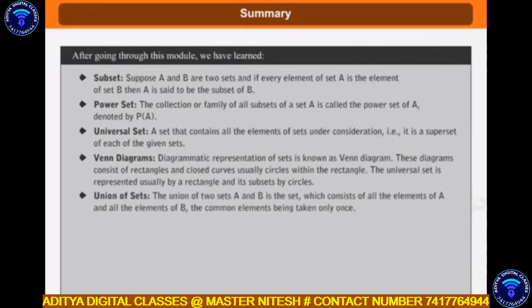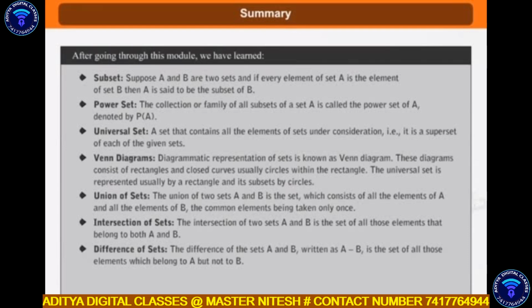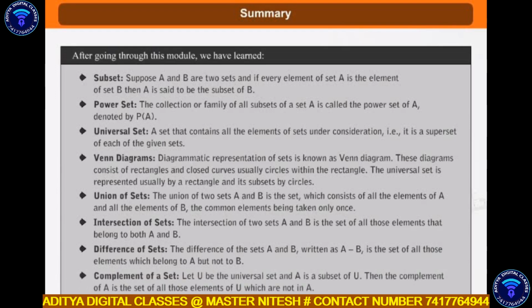Union of sets. The union of two sets A and B is the set which consists of all the elements of A and all the elements of B, the common elements being taken only once. Intersection of sets. The intersection of two sets A and B is the set of all those elements that belong to both A and B. Difference of sets. The difference of the sets A and B, written as A minus B, is the set of all those elements which belong to A but not to B. Complement of a set. Let U be the universal set.